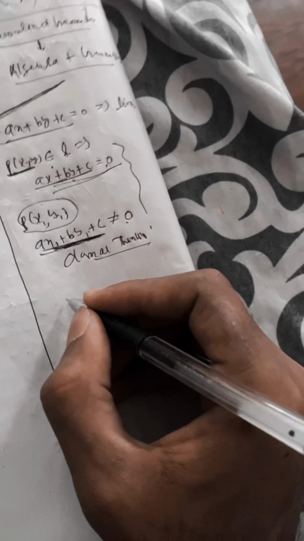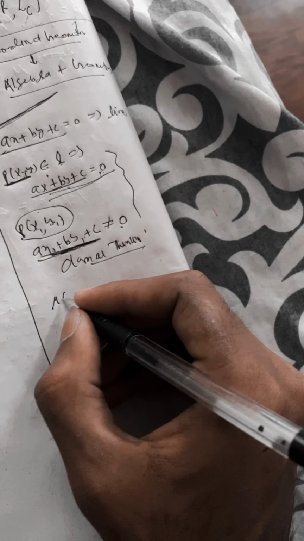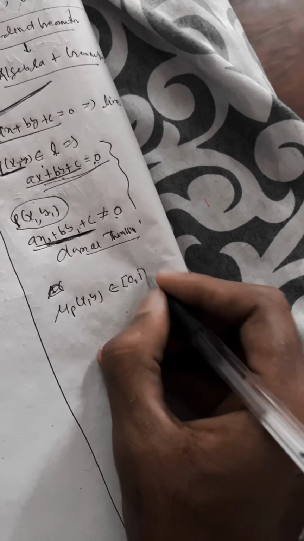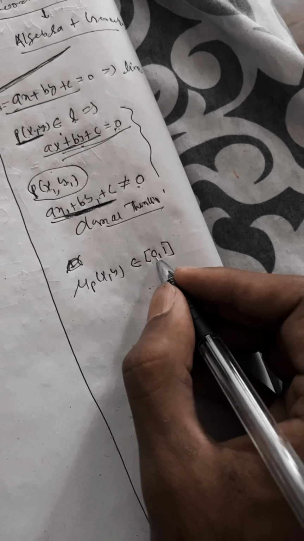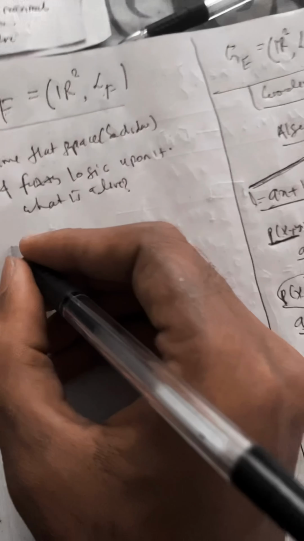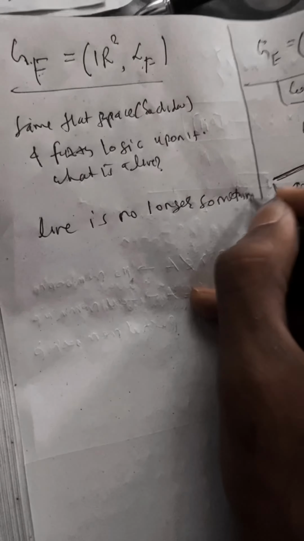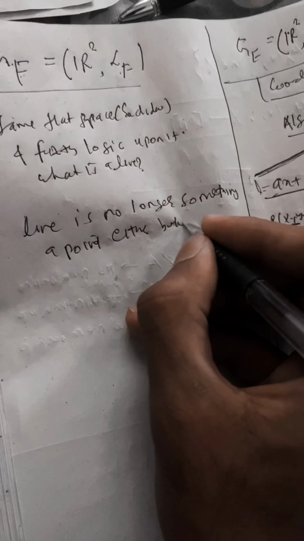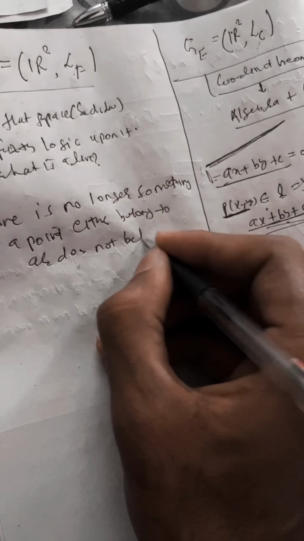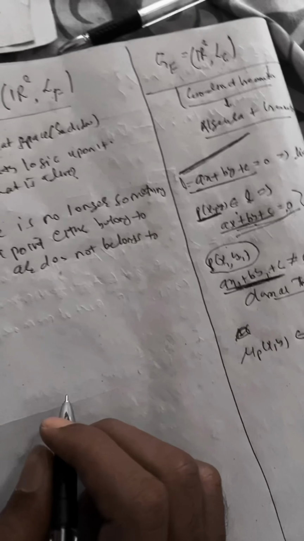But we know a fuzzy set says if there is a point, mu of the point, then its value can take values from this closed interval 0, 1 and all the numbers in between, right? So now what is a line then? So now a line is no longer something where a point either belongs to or does not belong to, right?